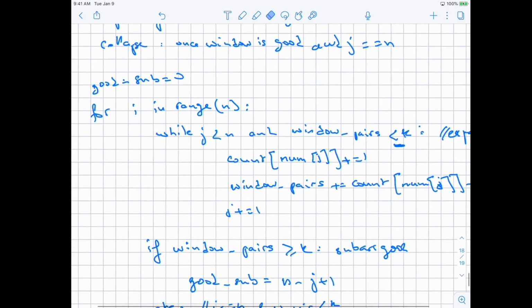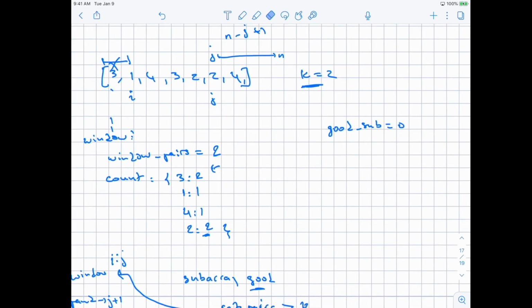So let's apply it here. We move our I, which means our number of threes decrements here by 1, and the number of pairs decrements by 1 as well, right? Because we just remove the 3 pair here, it no longer works. Okay, so now we move our I pointer, we move our J pointer now. We move our J pointer here because the window pairs is just 1, it's smaller than K, so we move J, and now we have 2 here. And now our window pairs increases by 1 because we just have a new one.